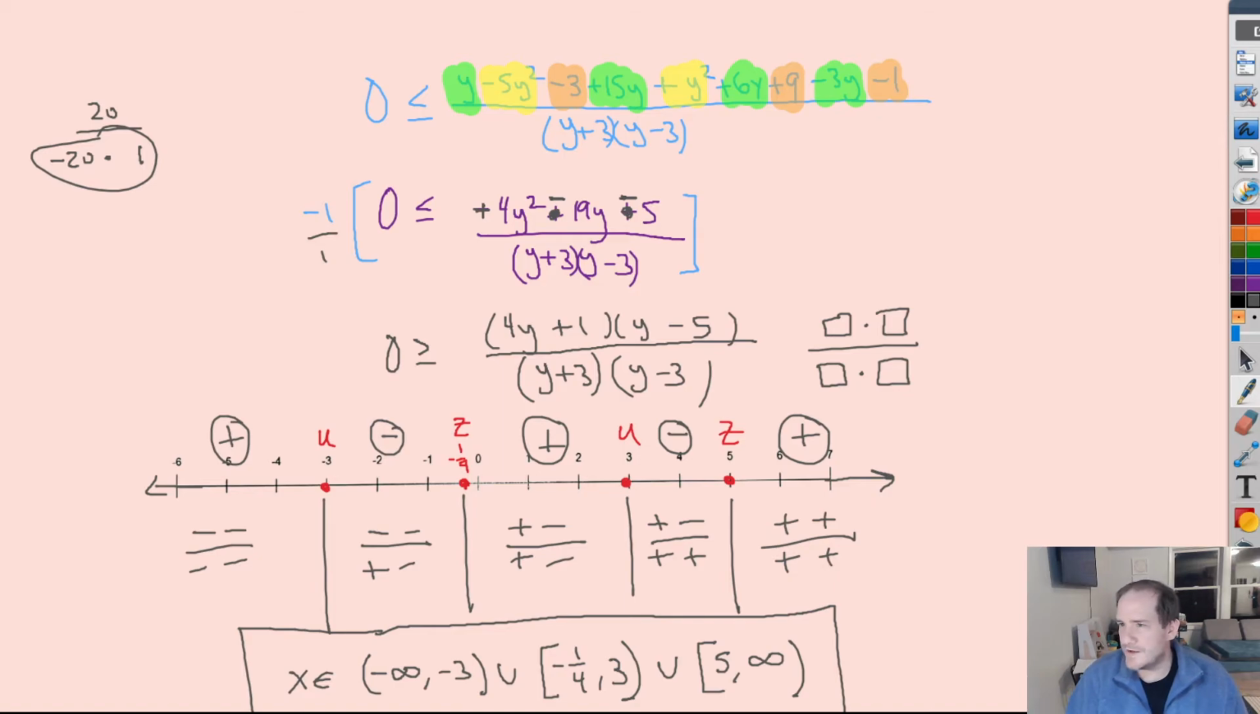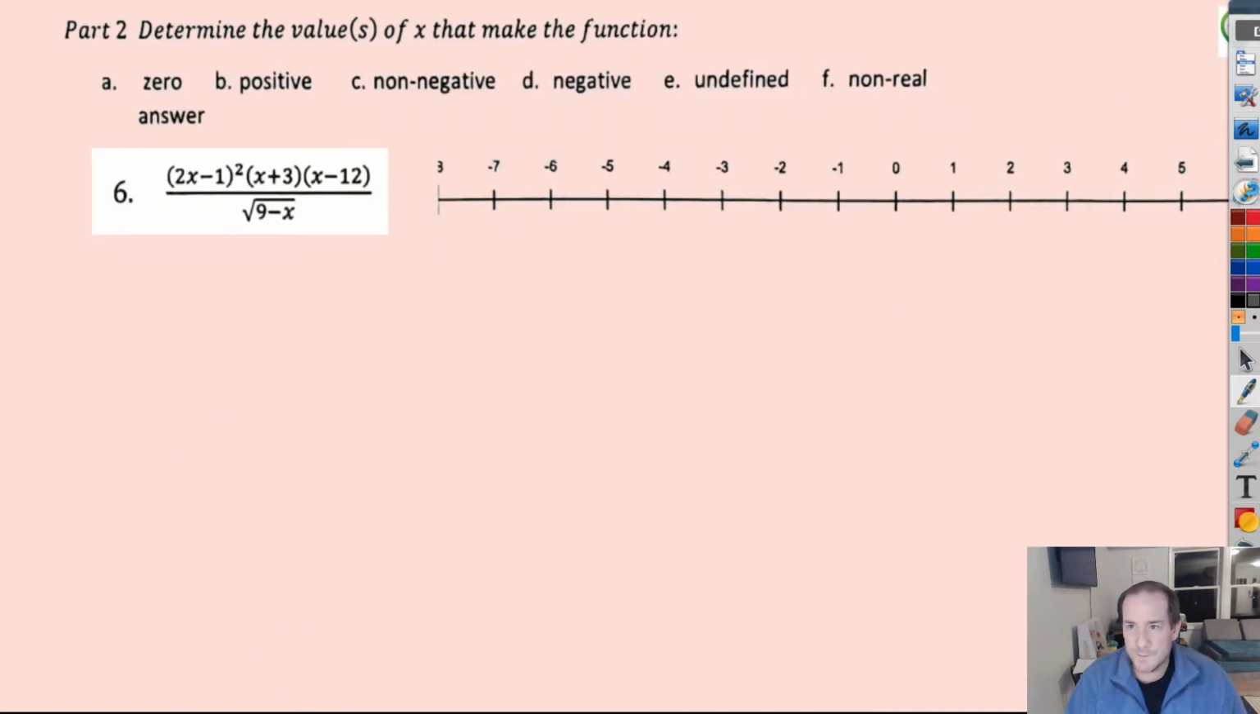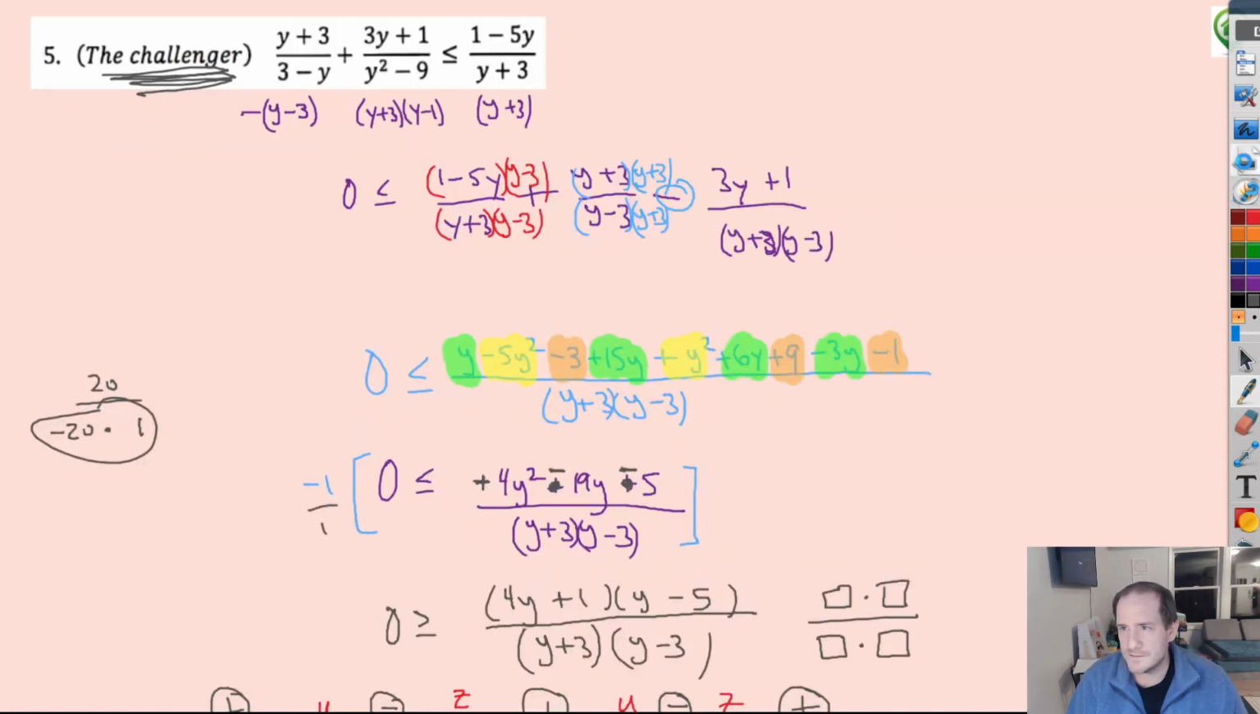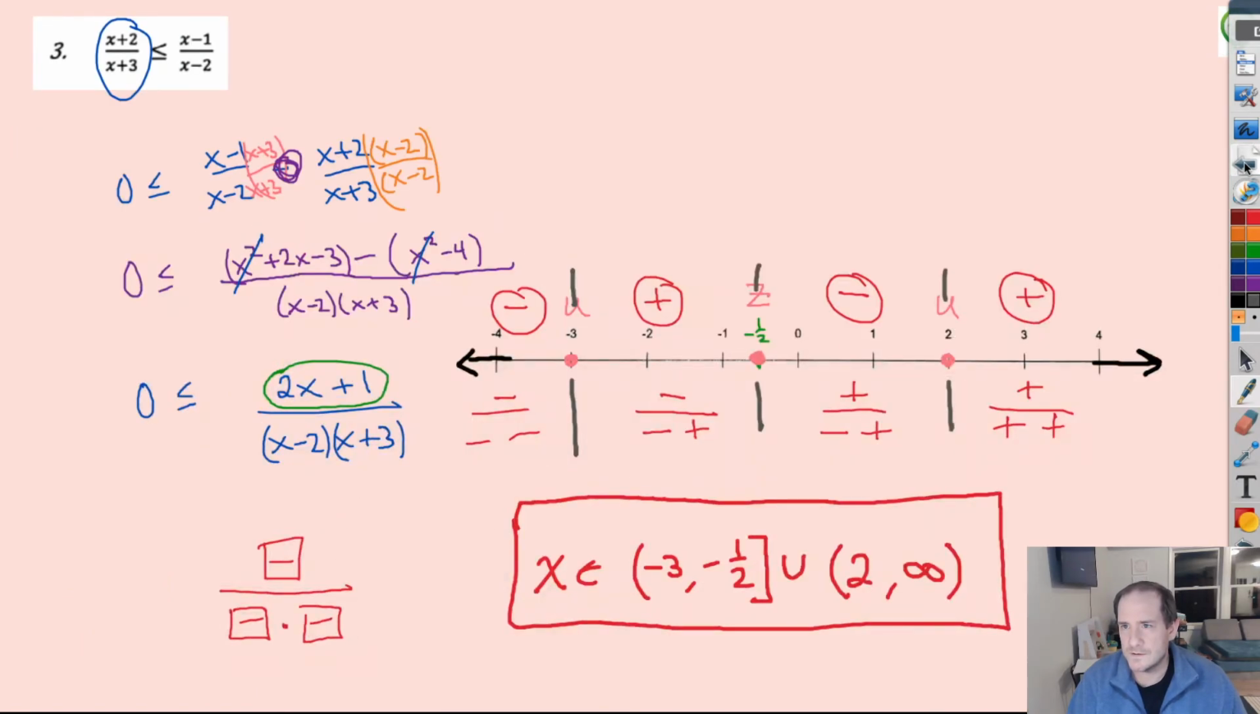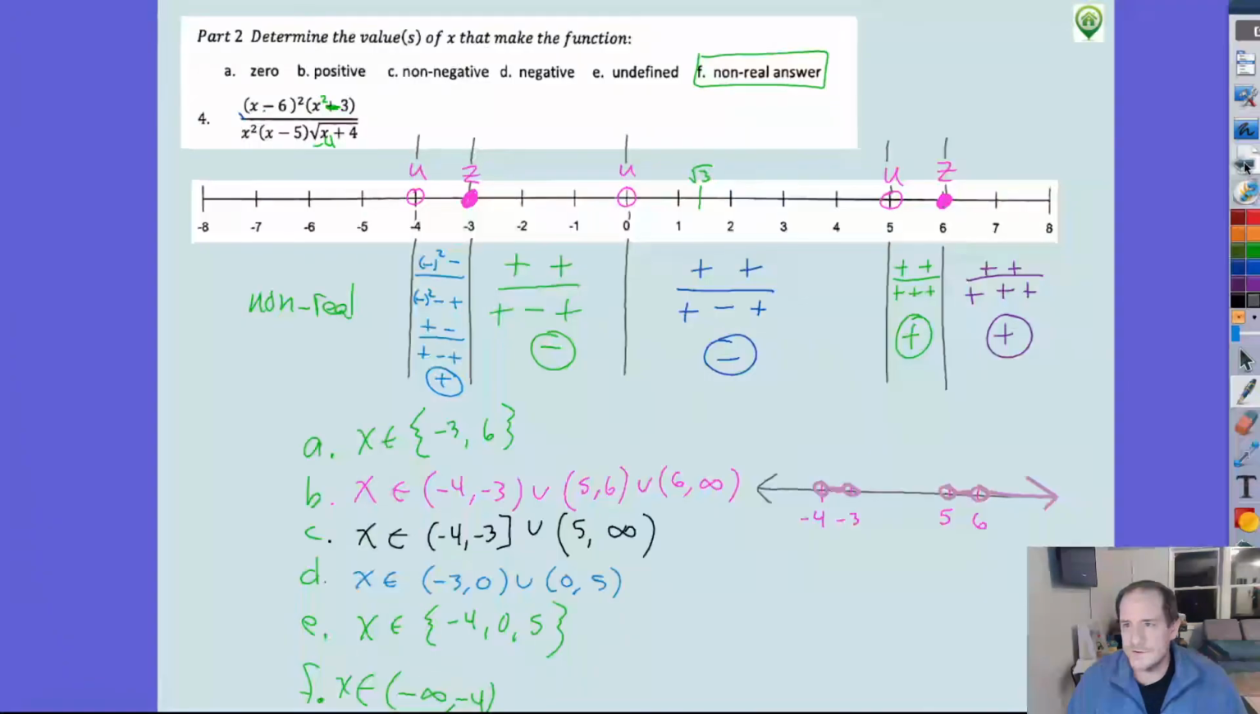I think for you guys, that's the end of the road, yeah? But there was a part 2, and I don't think I gave you the part 2. I don't think I did. Was there one with a radical anywhere? No. So the only one with a radical that we did was this classwork example.